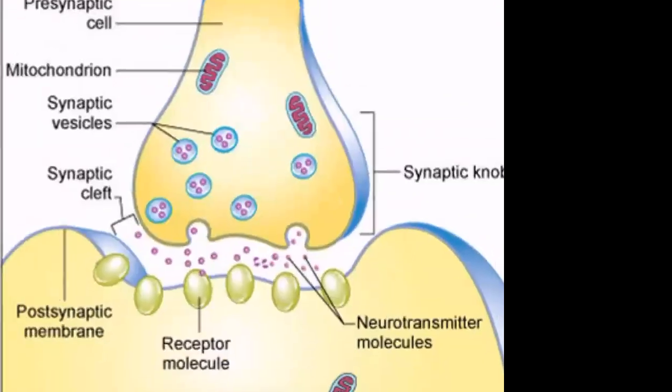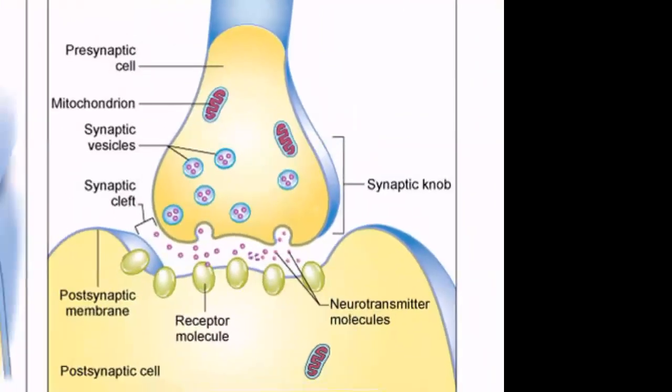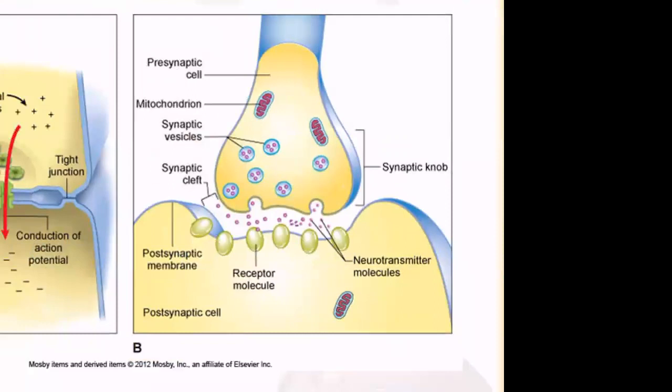This end of the neuron, notice they call it here the synaptic knob. You might also see it as the terminal axon. You might also see it as the terminal bouton, and then sometimes just the end of the neuron. So there's a bunch of different names for that as well.